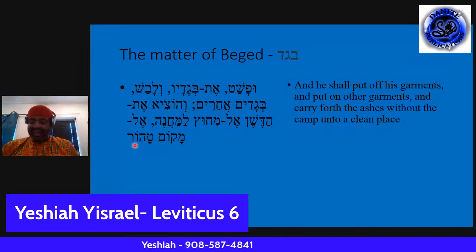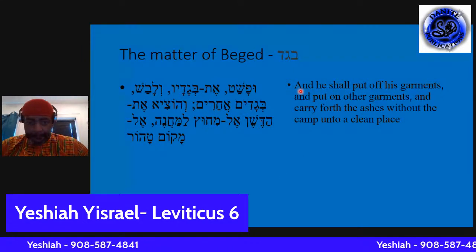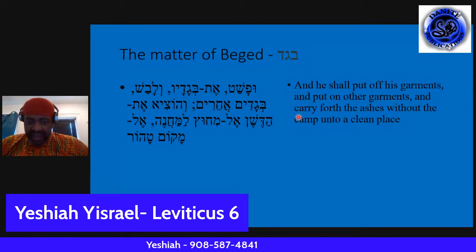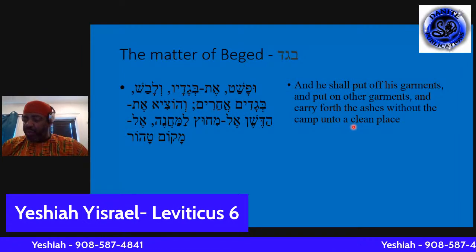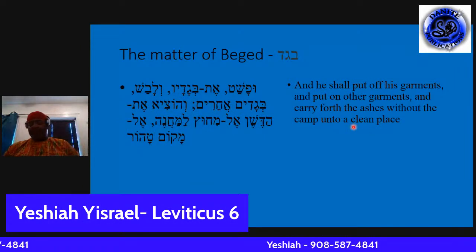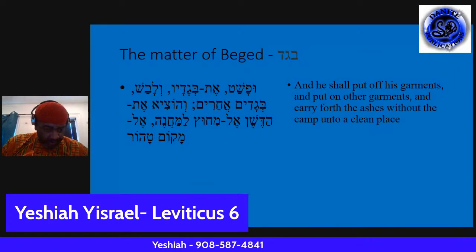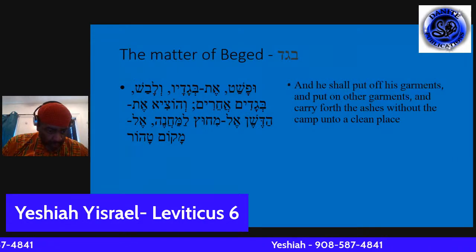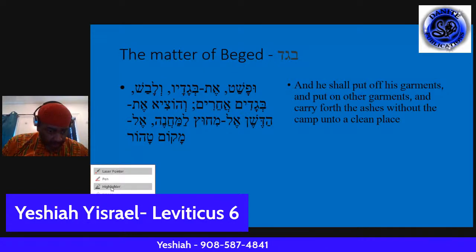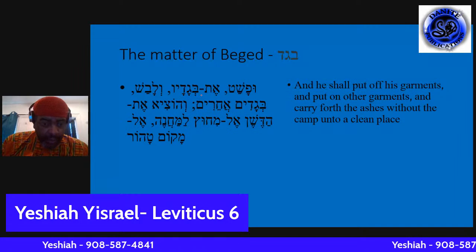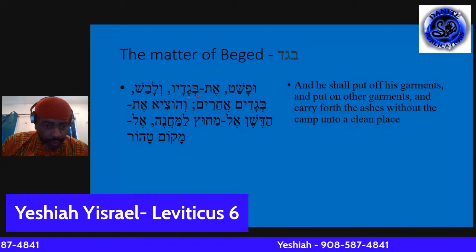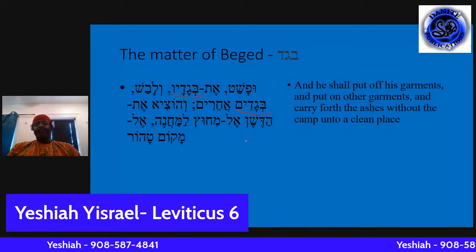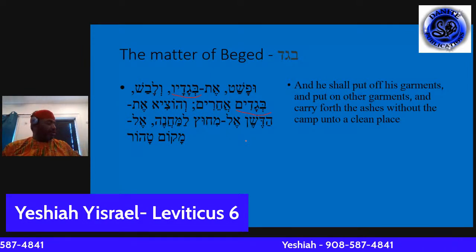So now, looking at it in the English, it says: And he shall put off his garments and put on other garments and carry forth the ashes without the camp unto a clean place. Now, we want to emphasize this word, begadim. Now, remember the word labash means to put on.